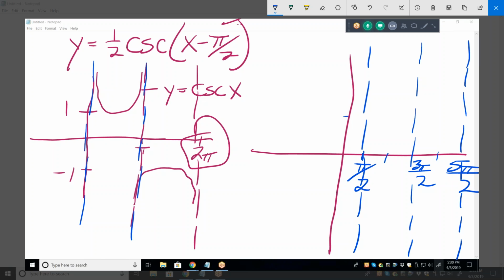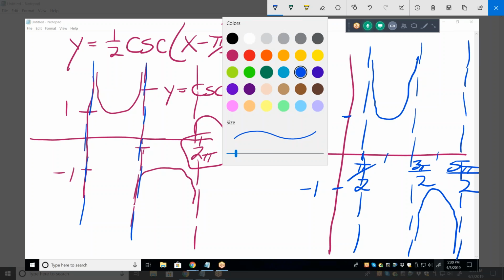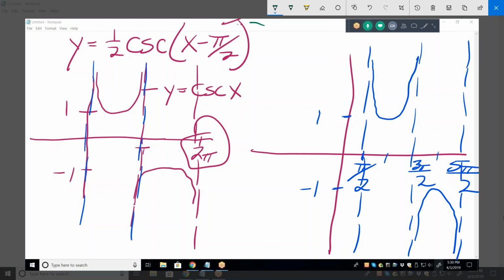If I'm graphing cosecant of x minus pi over 2, it's going to look just like this. That's not what I'm graphing, though. I'm graphing half of that. So what's my final curve look like? In other words, let's do the whole thing now. How do I change it?